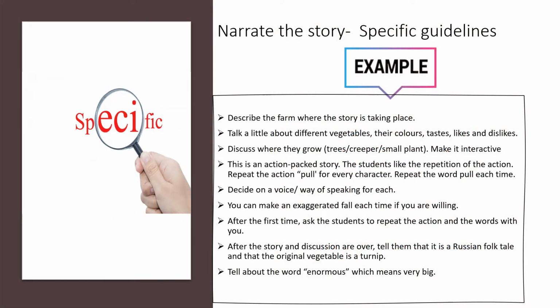Now that we are done with the generic guidelines, as I told you, you will have a set of specific guidelines, sort of tips to tell that particular story. So here is an example, a story I'm going to narrate in the video, that of the enormous carrot. Now this story is originally a Russian story called the enormous turnip. We have changed it into a carrot so that our children will be able to identify with the vegetable.